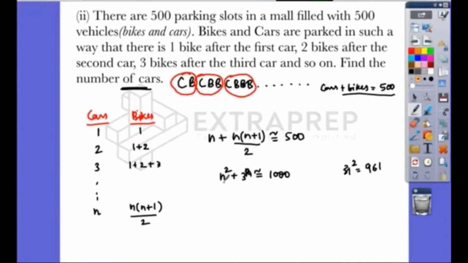Let's check for 30. 30 square is 900 and 3 into 30 is 90. So 990 is less than 1000. So n equals 30 is correct. So it indicates that there are 30 completed sets.